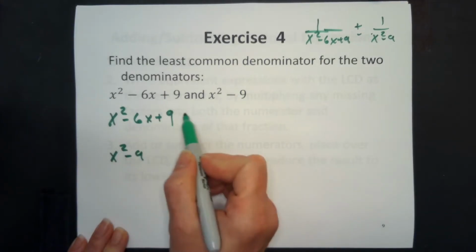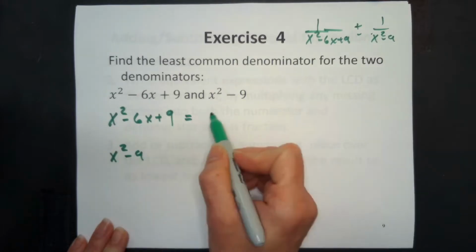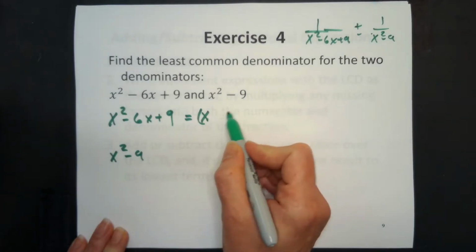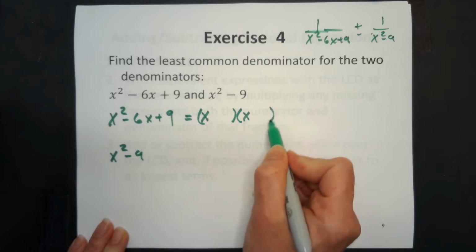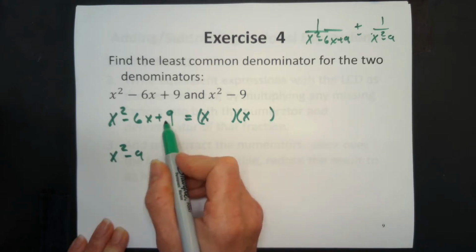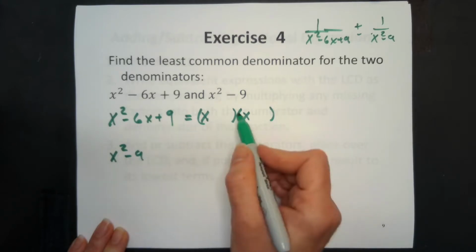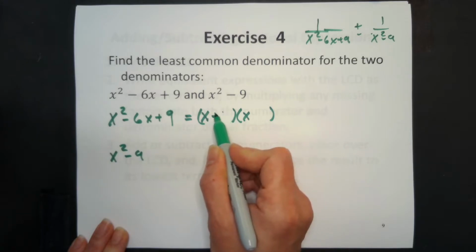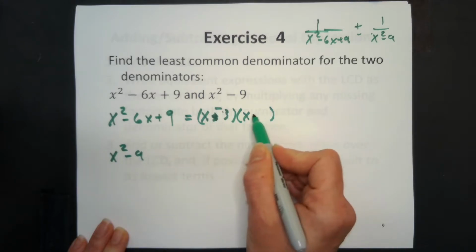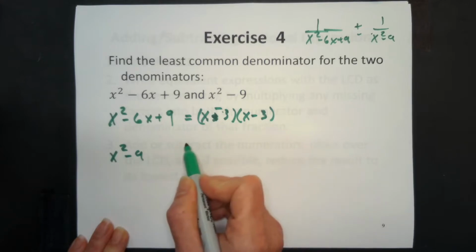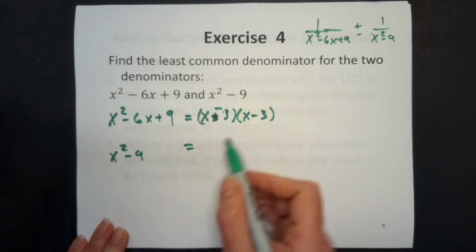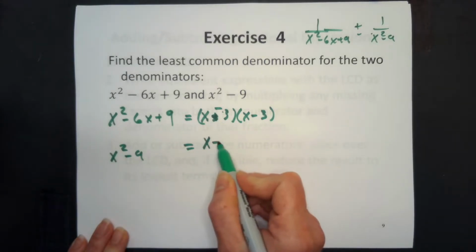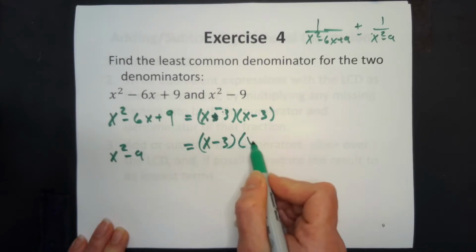And so now I'm going to factor them. So factored, I need two factors that multiply to give me x squared, so that's x times x, and two factors of 9 that have the same sign and sum to 6. Well, that's easily going to be x minus 3, x minus 3. So that's a repeated factor. And here, this is a difference of two perfect squares. So it's going to be x minus 3 and x plus 3.